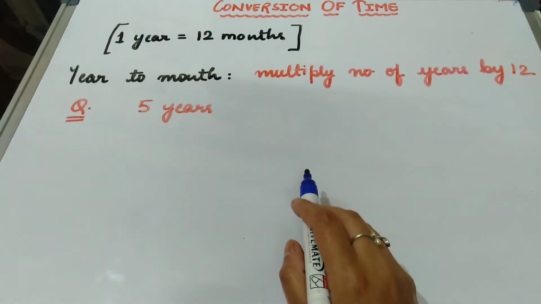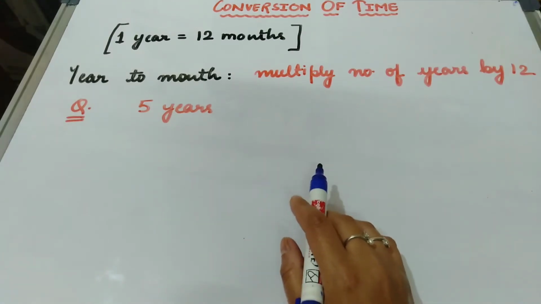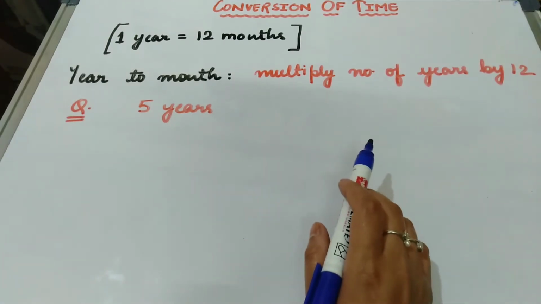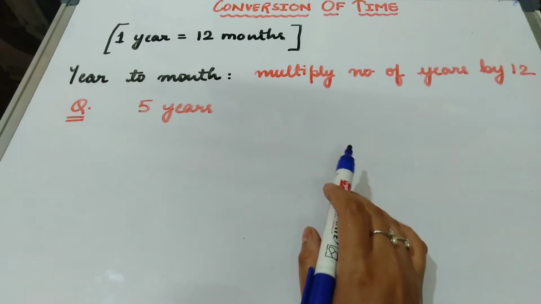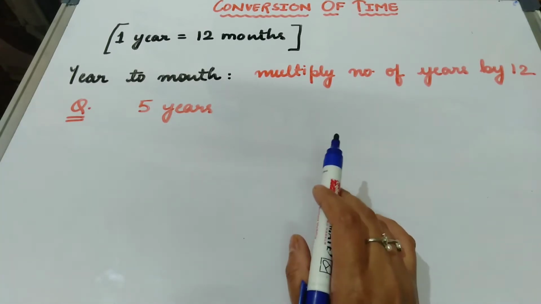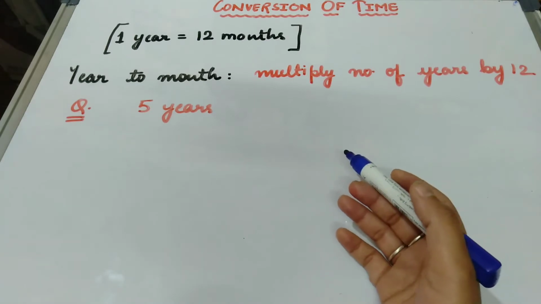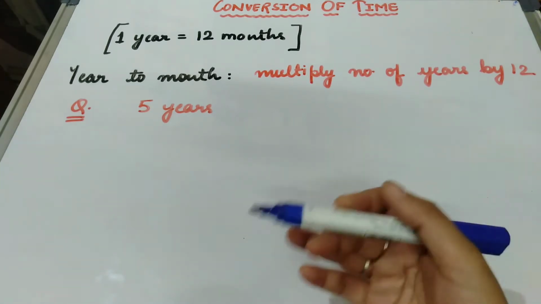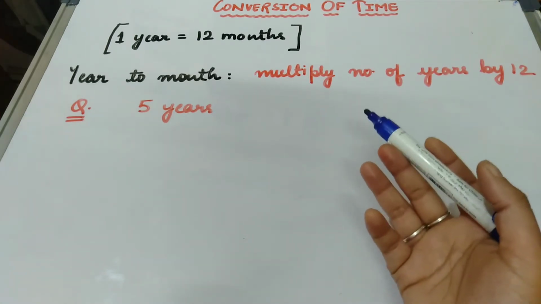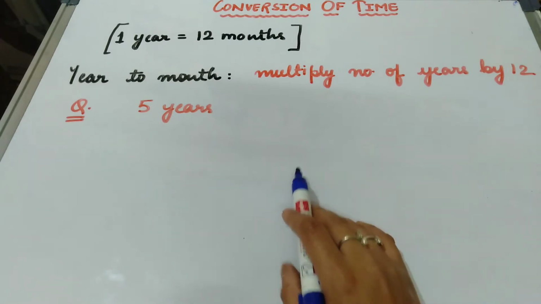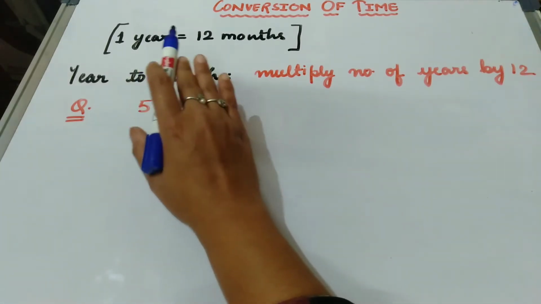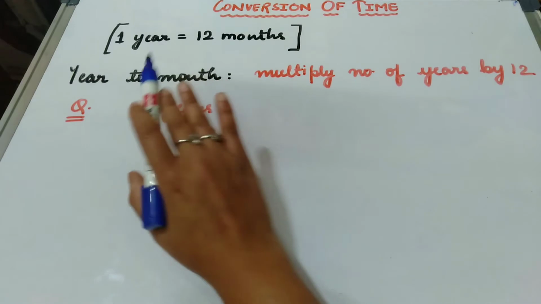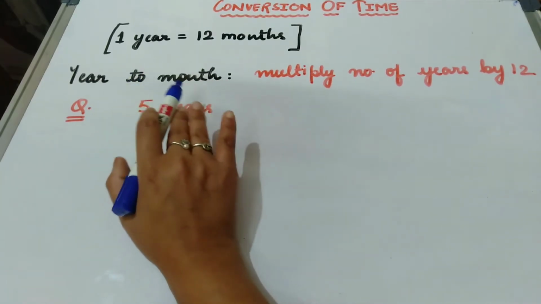Let us see exercise 2.6 related question, conversion of time. Here we have to convert the times in years to months, or months to days, week to days. Like this we can convert the time. Here it is given 1 year equals 12 months. So first we are going to convert year to months.